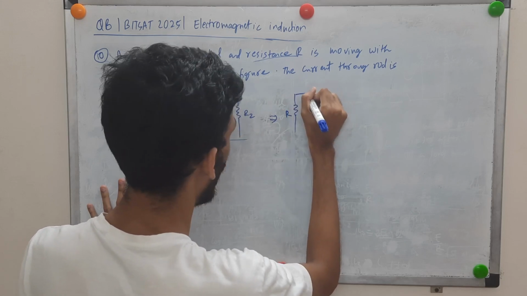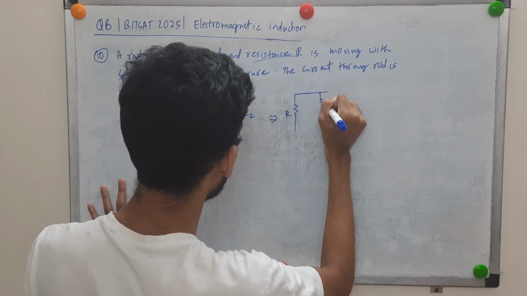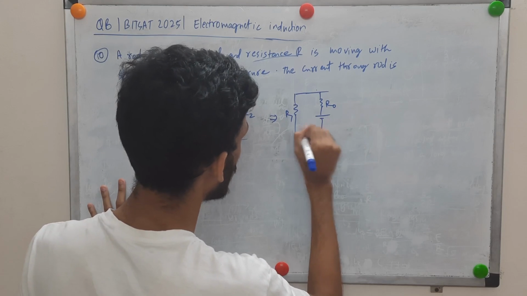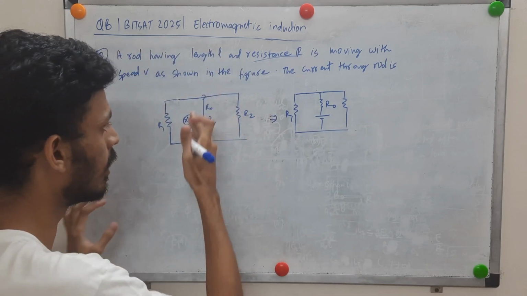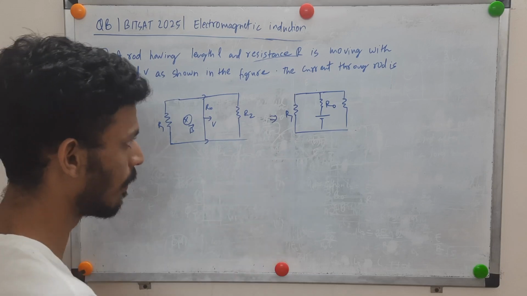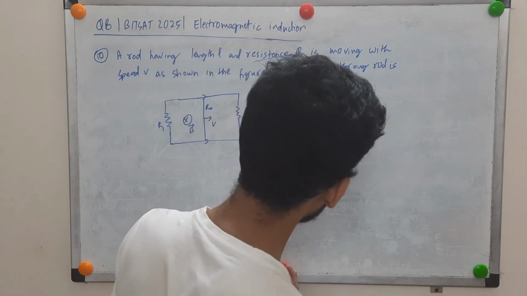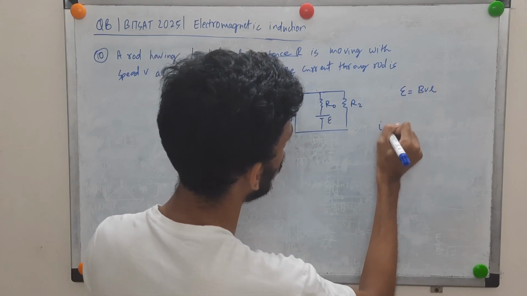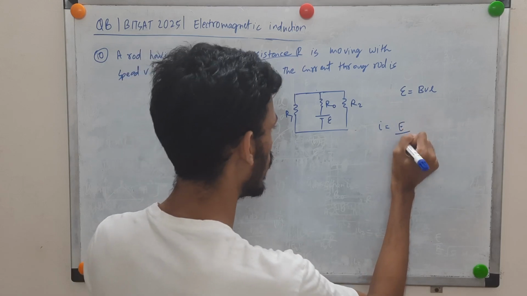Instead of this rod we can imagine this resistance R naught. These are R1 and R2. And we have some induced EMF, right? So we are making a circuit out of this, because the role that the concept of EMI plays over here is just the induced EMF, the motional EMF. So this is that motional EMF, and we have R1 and R2. Now the motional EMF is given by BVL, right? We are supposed to find current. We can find the current as E by R effective.